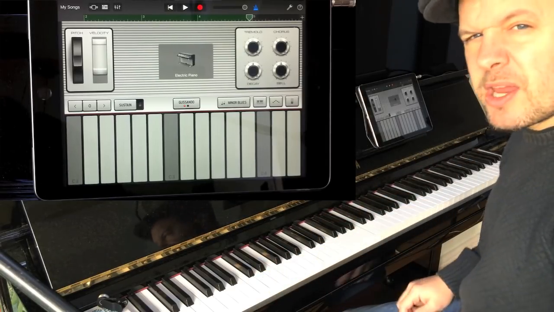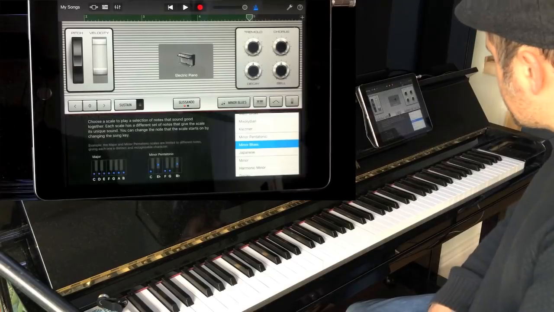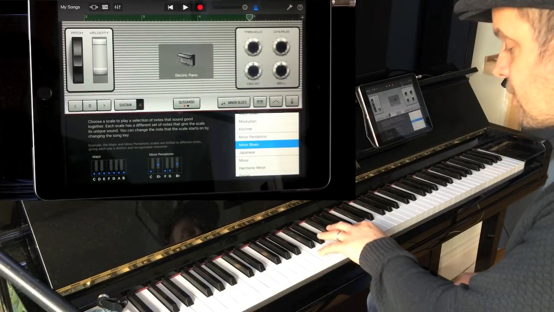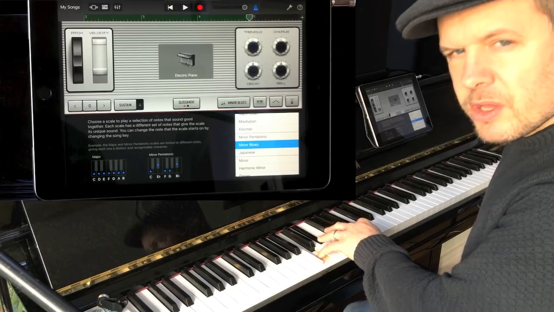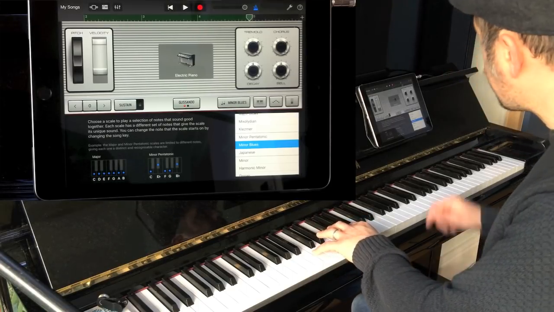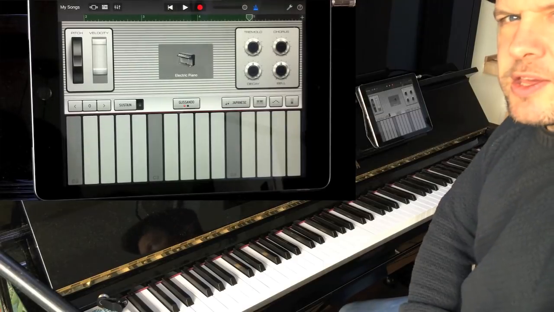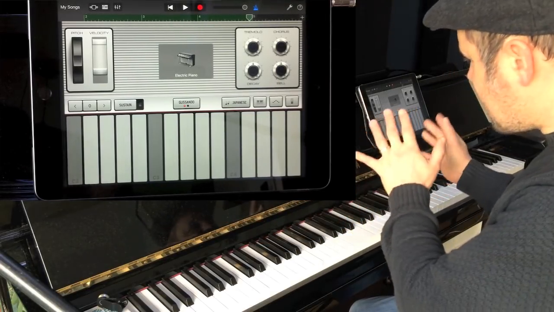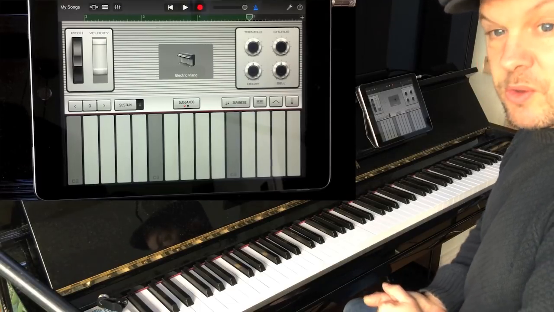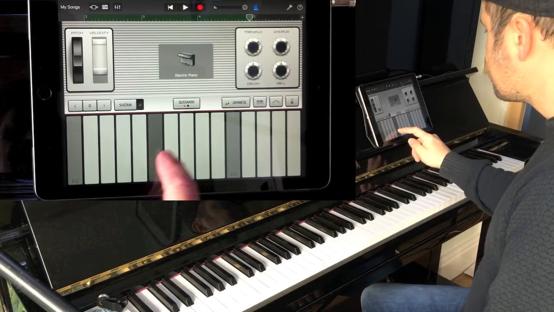So this is a minor scale. It's the second in the list. So it relies on the fact that your chord has become a minor chord instead of a major one. Japanese. I mean, this is pretty inclusive, really. There's lots and lots going on here.